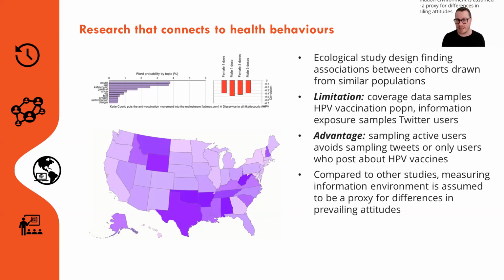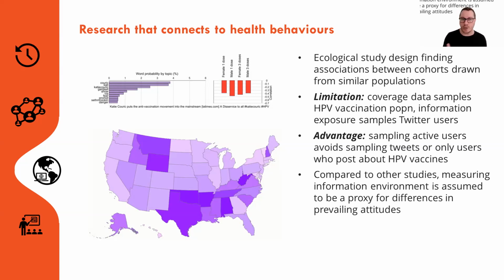And so what we found was that states that had lower rates of HPV vaccine coverage were also the same states where vaccine critical topics, including a lot of misinformation, were heavily featured in the information diets, the information consumption of the Twitter users that we sampled from those states. We also showed that models that accounted for information exposure from Twitter were better at modeling vaccine coverage than models that only included things like insurance, education levels, income, and those sorts of things.